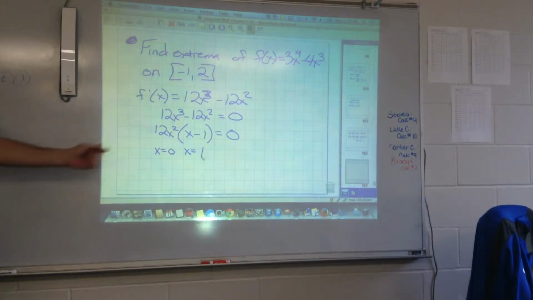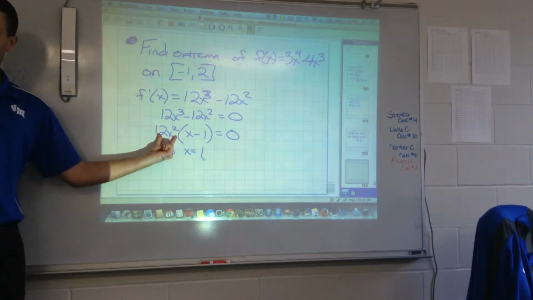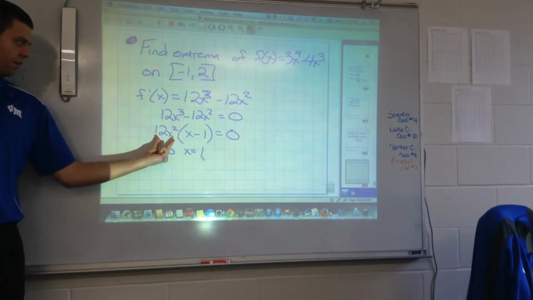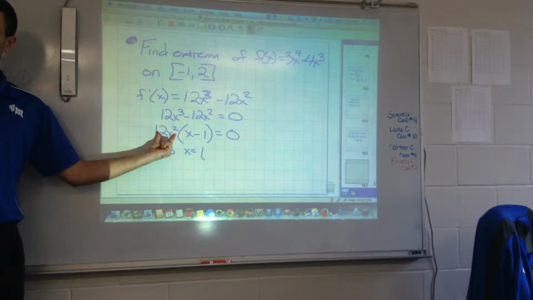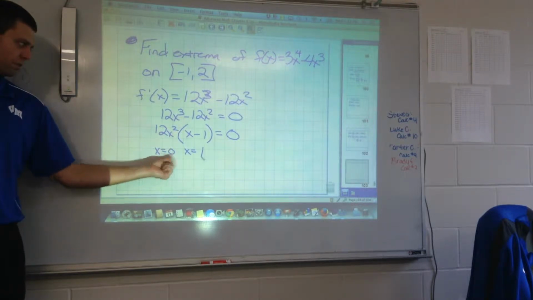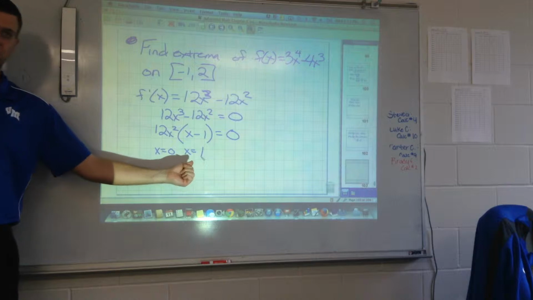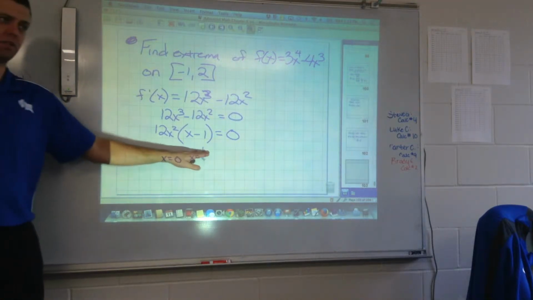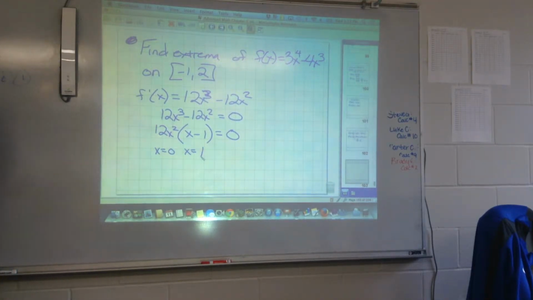I didn't show my steps there, but I'm telling you right now, so if you watch it again later: 12x squared, if you set that equal to 0 and solve for x, you'll get x equals 0. If you set x minus 1 equal to 0 and solve, you'll get x equals 1. Those are our critical numbers. Then would we solve for -1 and 2? Yep.